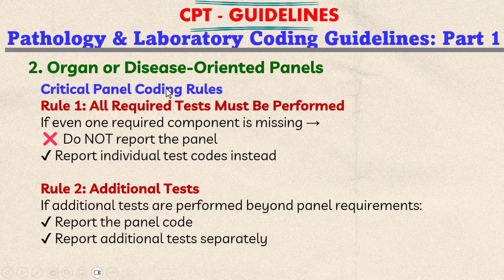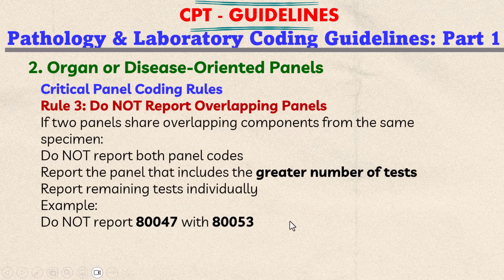So the critical panel coding rules are: Rule 1, all required tests must be performed. If even one required component is missing, do not report the panel; report the individual test codes instead. So you will understand when you do the examples. Rule 2, additional tests. If additional tests are performed beyond the panel requirements, report the panel code, then report the additional tests separately. Rule 3, do not report overlapping panels.